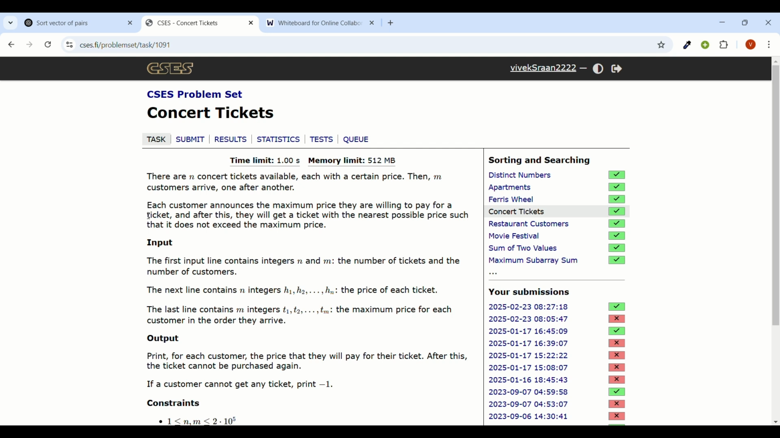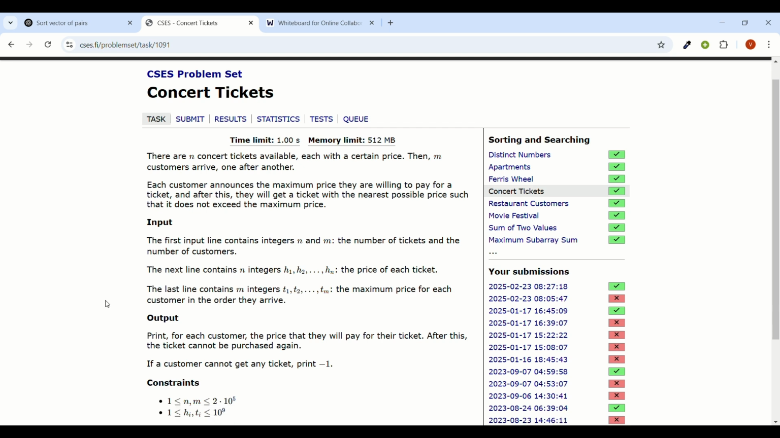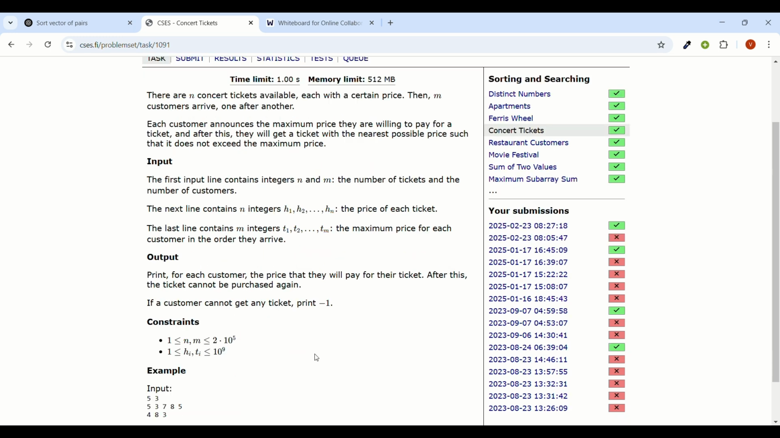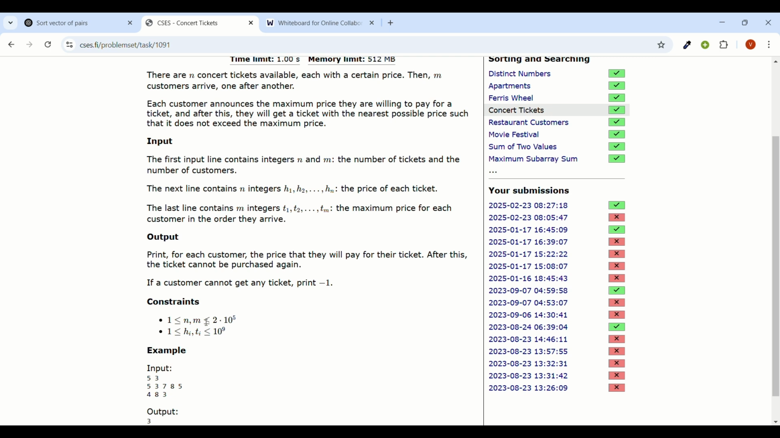The next line contains n integers h1, h2, ..., hn, the price of each ticket. The last line contains m integers t1, t2, ..., tm, the maximum price for each customer in the order they arrive. In output, we have to print for each customer the price that they will pay for their ticket. After this, the ticket cannot be purchased again. If a customer cannot get any ticket, print -1.